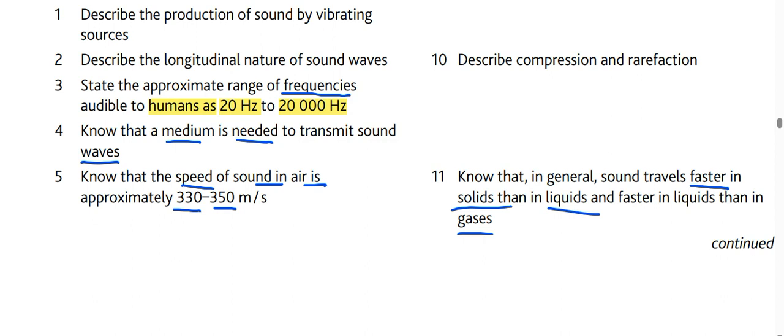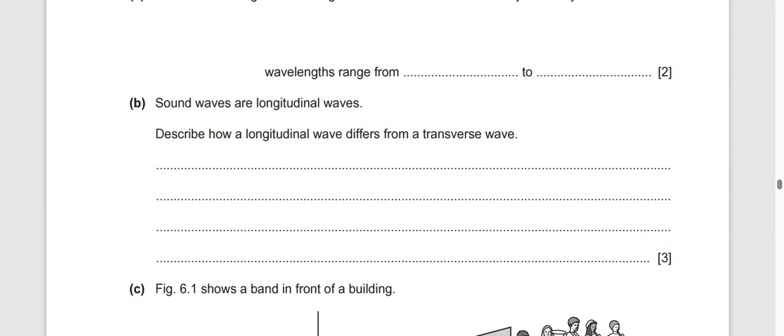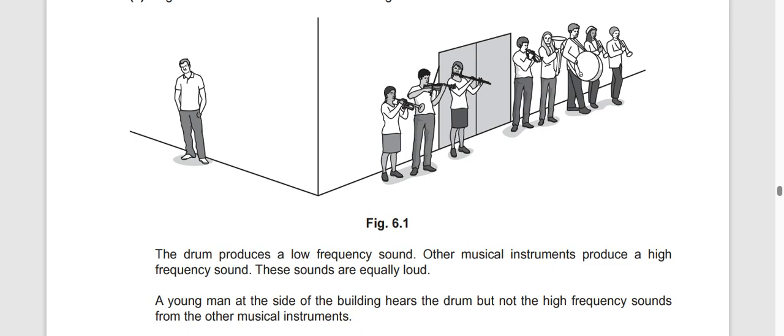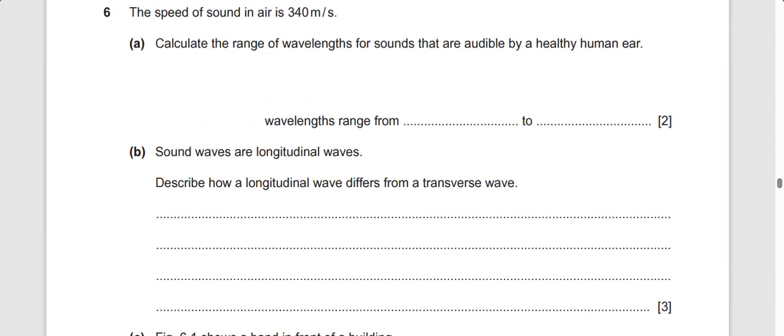I'm going to open up the question and show you the basic idea which you need to keep in mind while solving this one. Now look over here regarding this question. It says the speed of sound is 340 meters per second. You have to calculate the range of wavelength for sounds that are audible to the healthy human ear. For the range of wavelength, you know, as given in the syllabus, that the frequency audible by the human ear ranges from 20 hertz to 20,000 hertz.